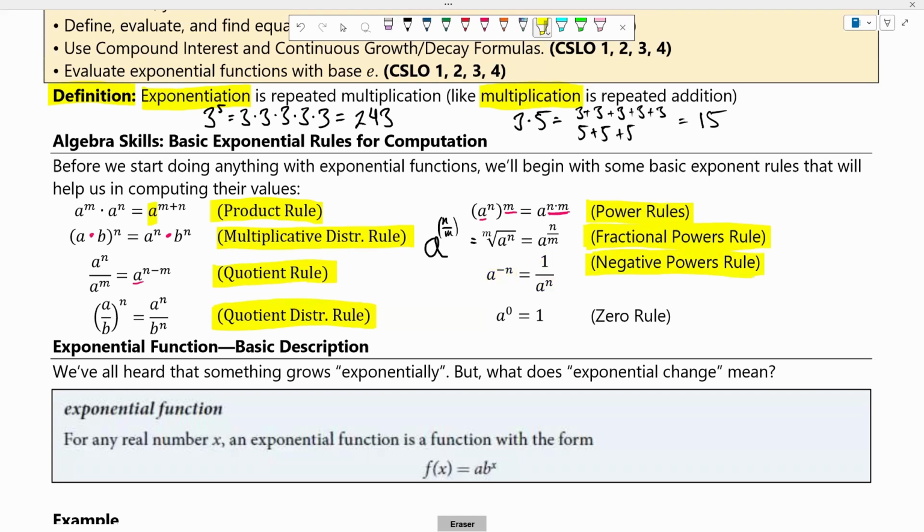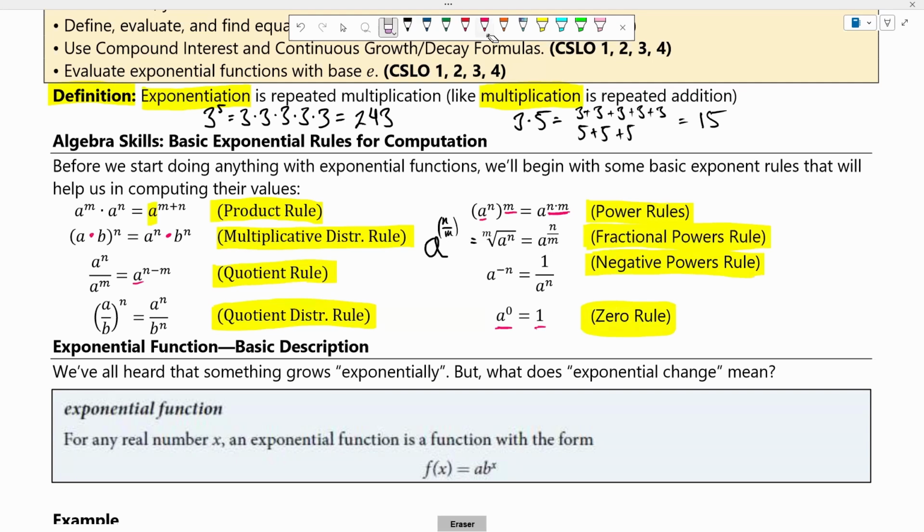And then the last one, and this one's really just a, how'd I say this? Just to make the math work out, at least for now. Anything to the 0 power is always equal to 1. It doesn't matter what that a is. It can be 3, it can be 5, it can be 22, it can be negative 8,423. To the 0 power, always equal to 1.